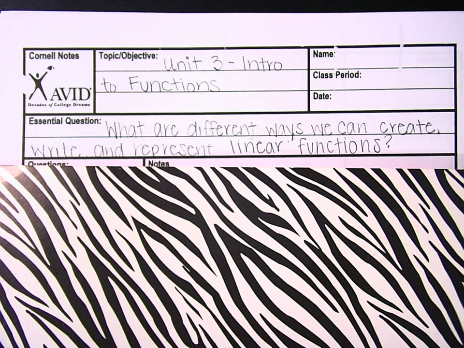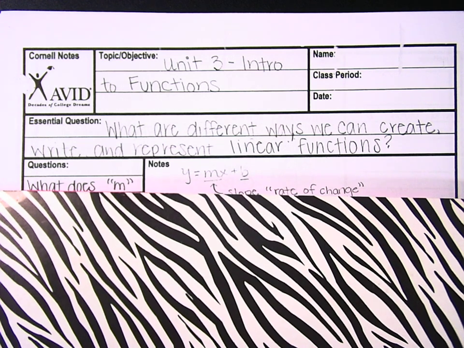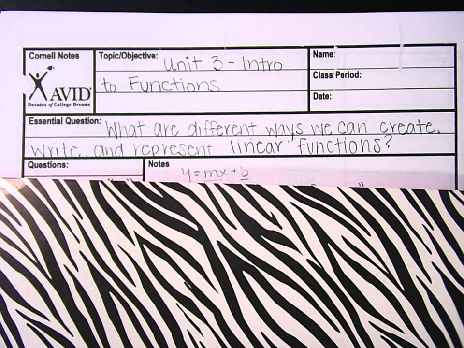This is the Unit 3 Intro to Functions Cornell Notes video. We're going to look at different ways we can create, write, and represent linear functions. First thing we need to start off with is y equals mx plus b.